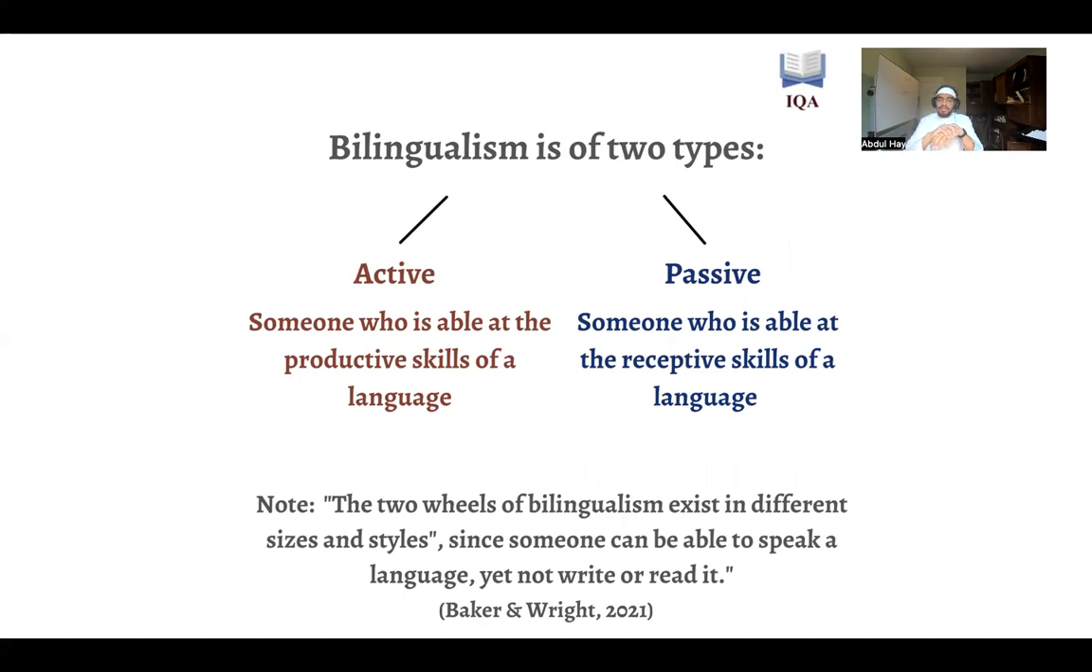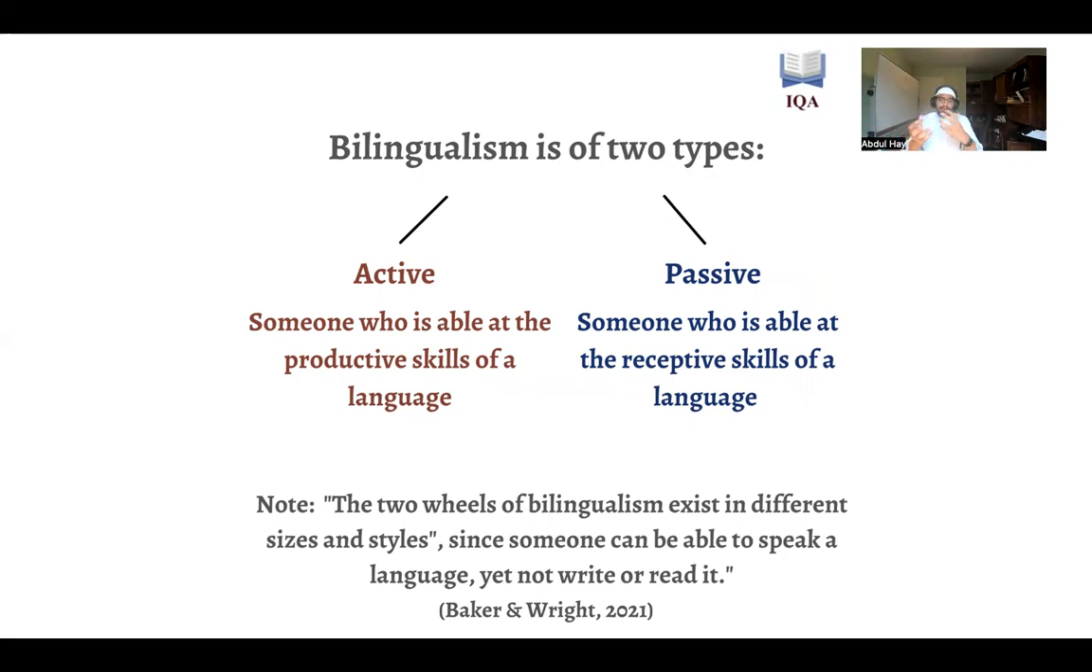Active bilingualism is someone who's able to do the productive skills of a language. So someone who's able to speak in a language, okay, listen to a language maybe, right? What's meant by productive skills is more just the speaking aspect here. So someone may be able to speak a language, but may not necessarily be able to read or write a language, right? And on the other hand, someone may be more passive in their language. Someone who's able to do receptive skills, they may be able to read and be able to listen and understand, but speaking and writing is more difficult for that person.